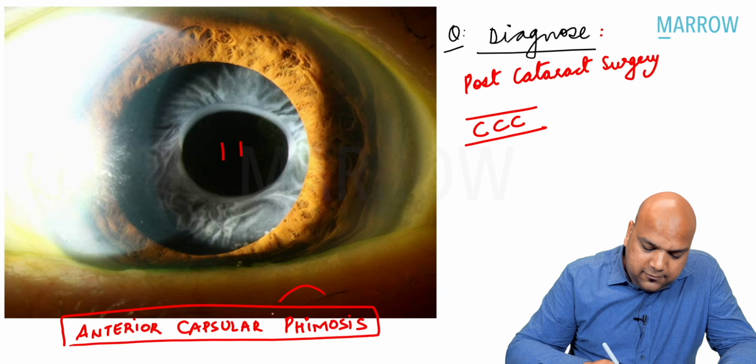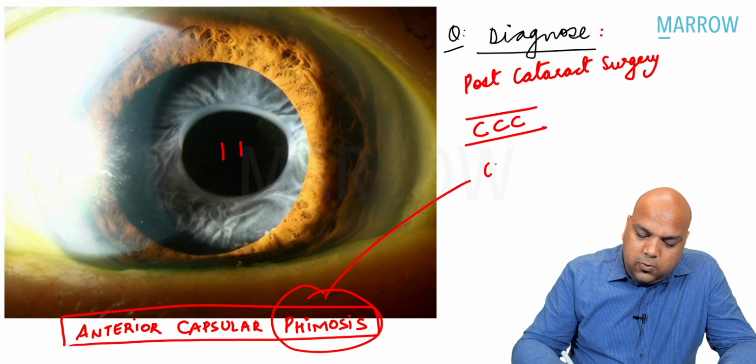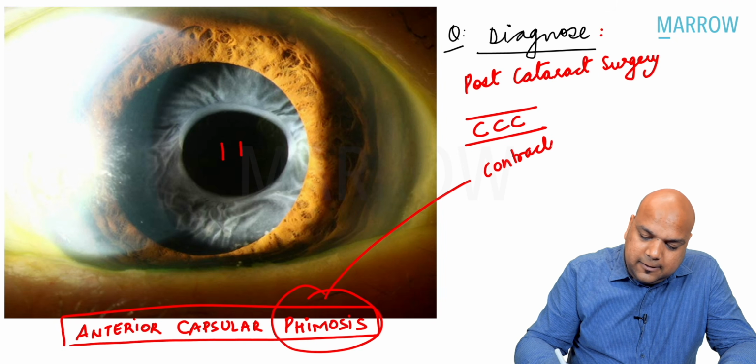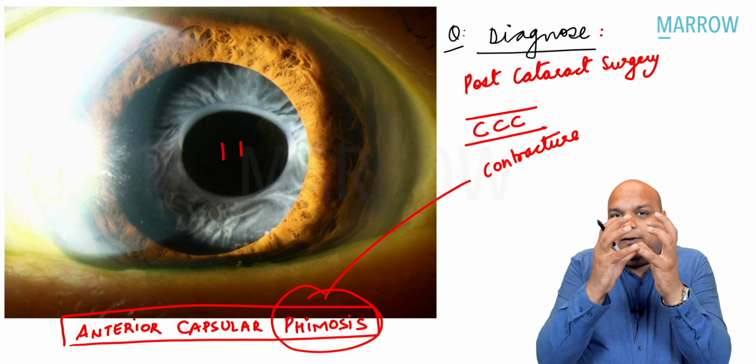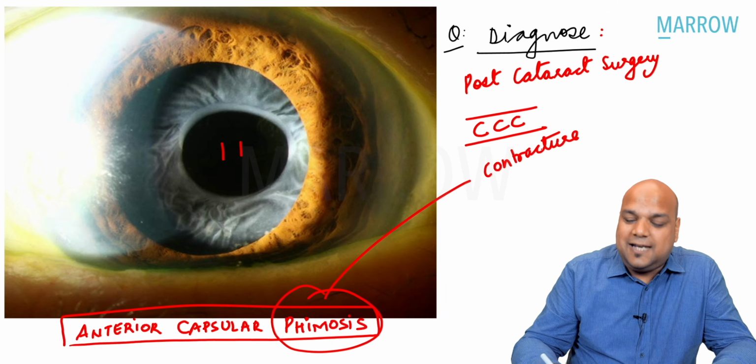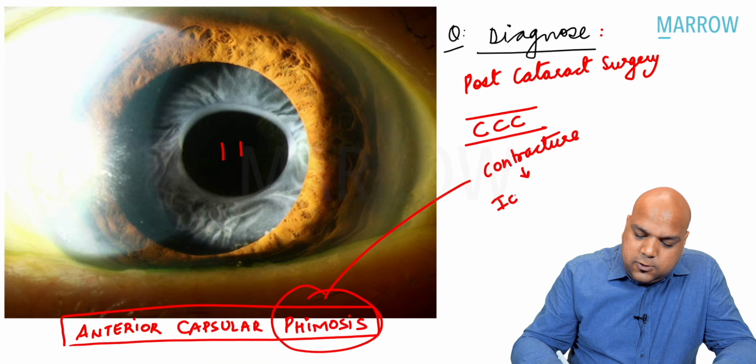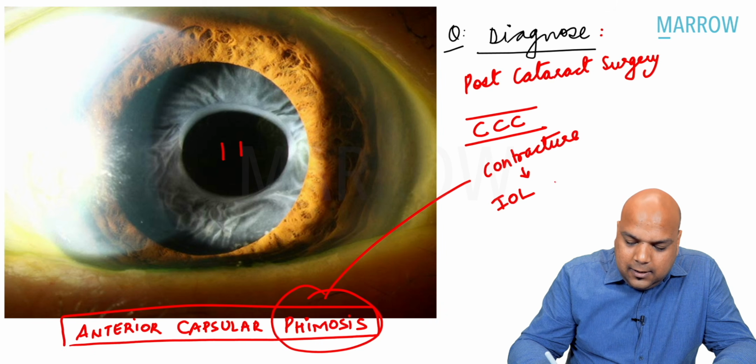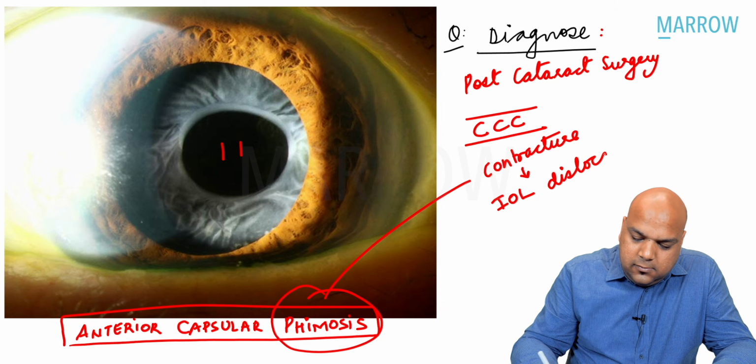The problem is that phimosis is leading to contraction, contracture. Contracture, when it is occurring inside the capsular bag, there is IOL. So, the contracture leads to IOL dislocation or decentration, if I can say.